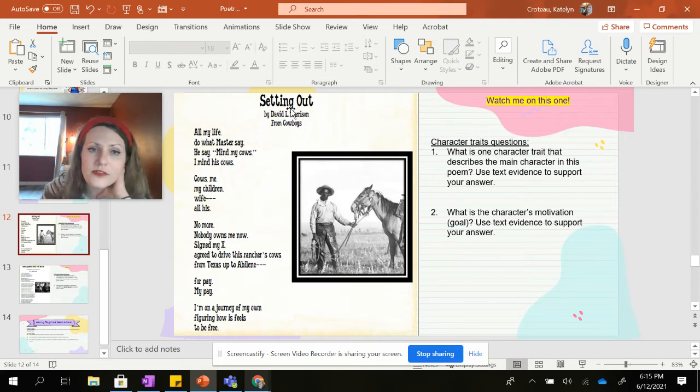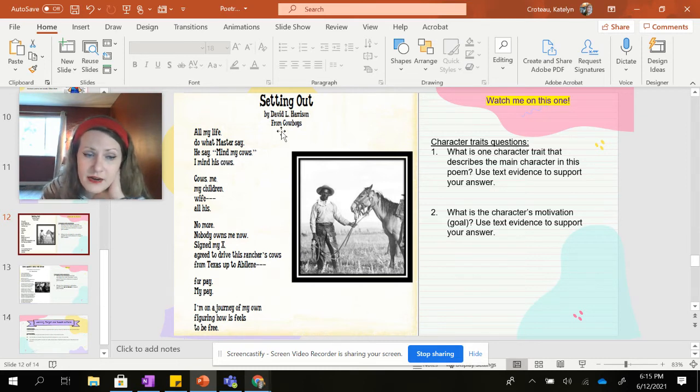All my life, oh, it's called setting out. All my life, do what masters say. You say, mind my cows. I mind his cows. Cows, me, my children, wife, all his. No more. Nobody owns me now. Signed my ex. Agreed to drive this rancher's cows from Texas to Abilene for pay. My pay. I'm on a journey of my own, figuring out how this feels to be free.